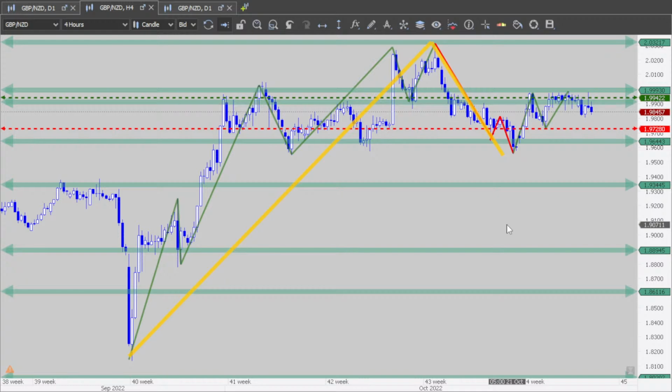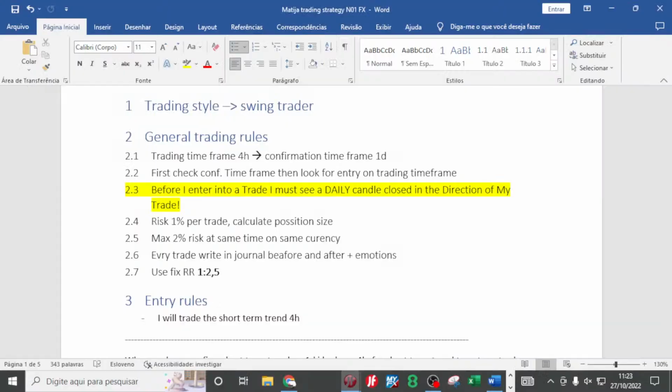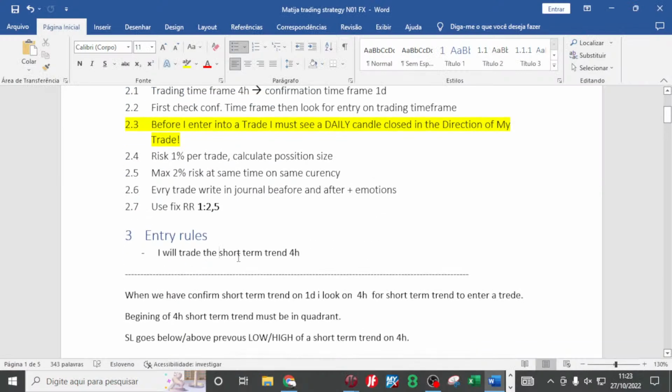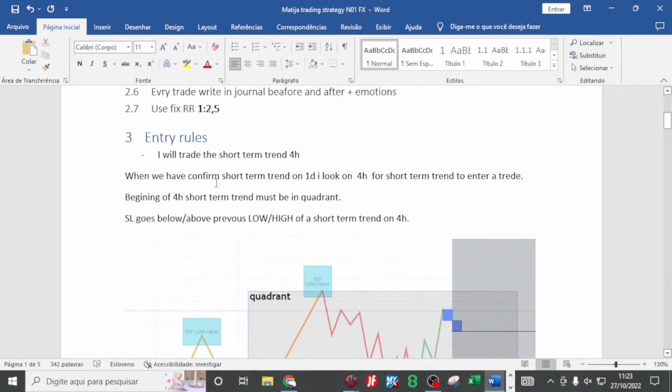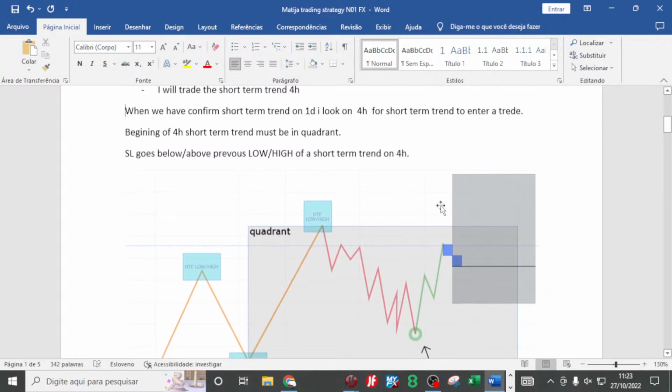I connect all highs and lows for short-term trend. Very good, excellent. So I will trade the short-term trend. When we have a confirmed short-term trend on the daily, I look at the 4-hour short-term trend to enter a trade. The beginning of the 4-hour short-term trend must be in the quadrant. Stop loss goes below or above the previous low or high of the short-term trend on the 4-hour.